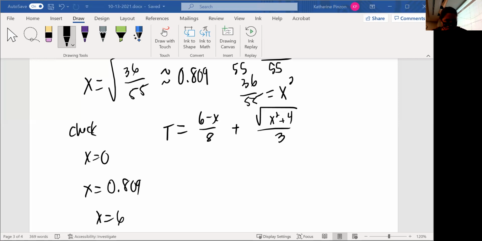Let me screenshot that and put it in. Oh, no, I can just write it down. Okay, so I put my time equation into Desmos. I computed what happened at 0, what happened at 0.809, and what happened at 6.